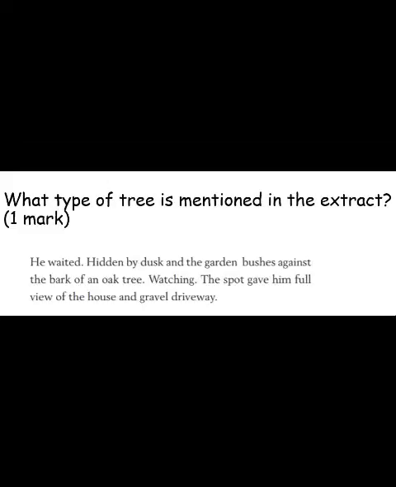So the question here says, what type of tree is mentioned in the extract? Now, I just want us to have a really quick think about that question first of all. That question is 1 mark. So how many pieces of information do you think that you need to come up with in your answer? And hopefully you've said just 1. If it was a 2-mark question, that would be 2 pieces of information. And a 3-mark question would be your point, your evidence, and your explanation. And you would have to do that twice to get all of those 3 marks.